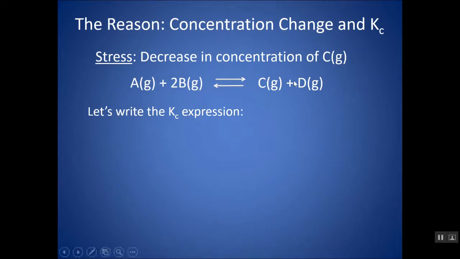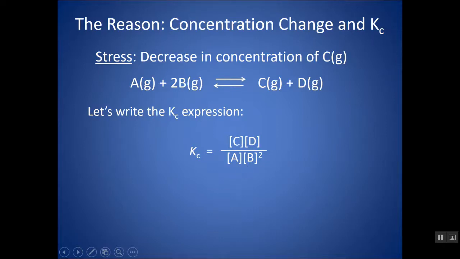So again, here's just a general reaction. A plus 2B goes to C and plus D. Take a moment, write the Kc expression. So the Kc expression is the products, in square brackets to represent molarity, raised to the power that is the coefficient, over the reactants, raised to the power that is the coefficient. Make sure there's no plus signs in between. They are products on top and reactants on the bottom.